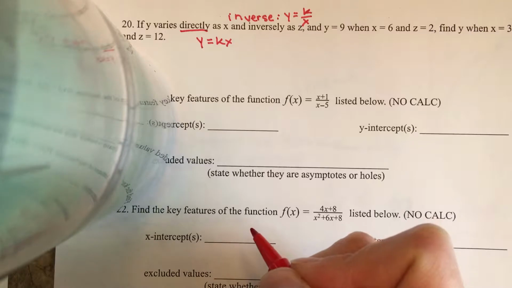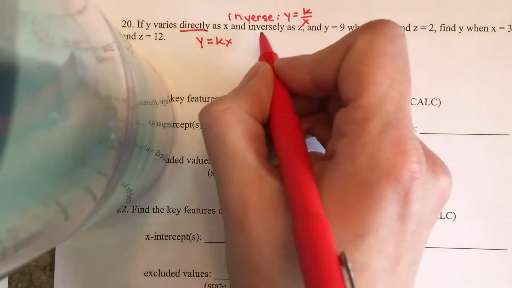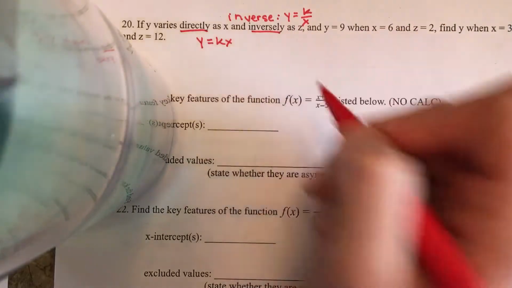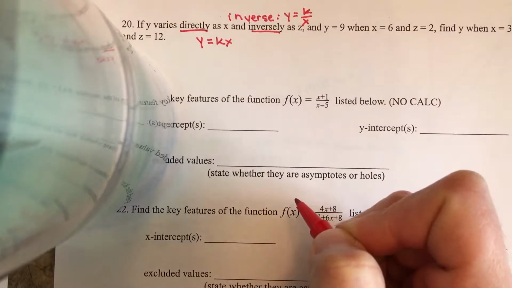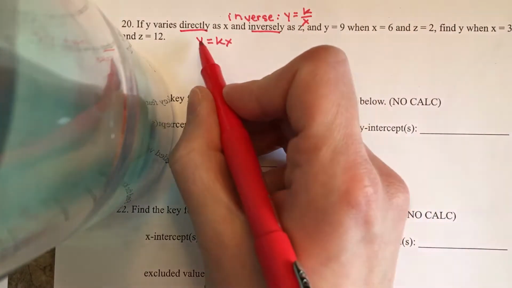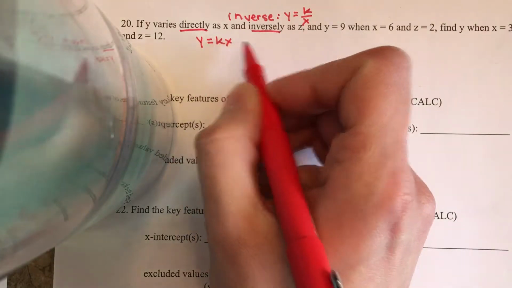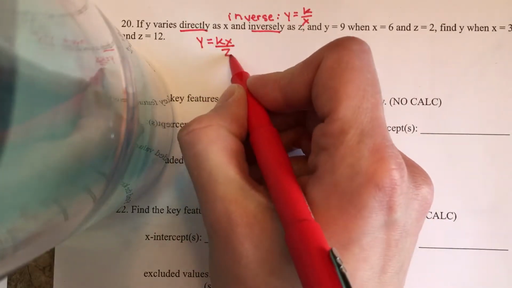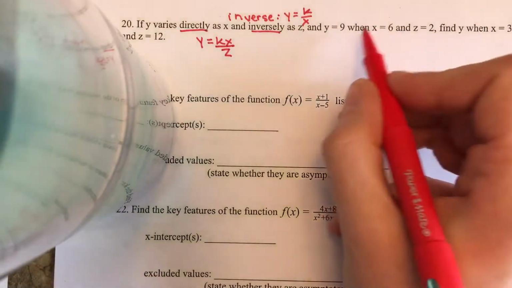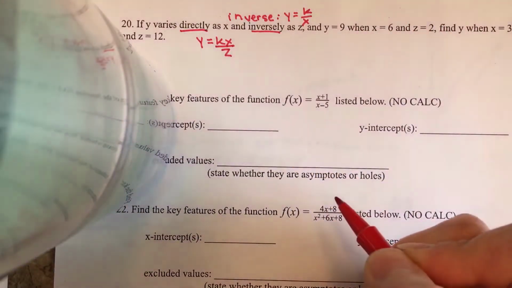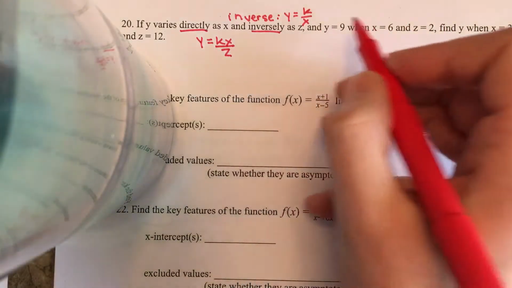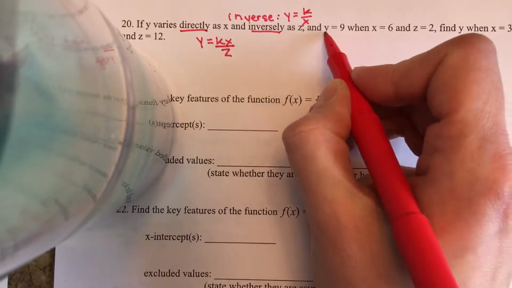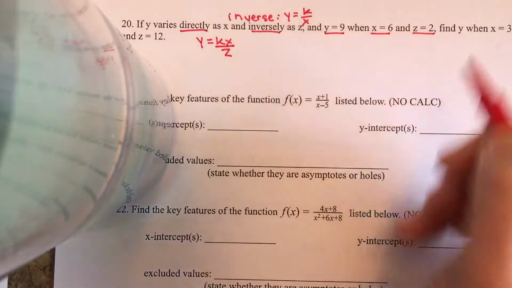For number 20, it says y varies directly as x and inversely as z. So we actually have a little bit of a combination of variations here. So our problem will look something like y equals k times x, then divided by z. And then they give us a paired set of data. So we know that when y equals 9, x equals 6, and z equals 2.